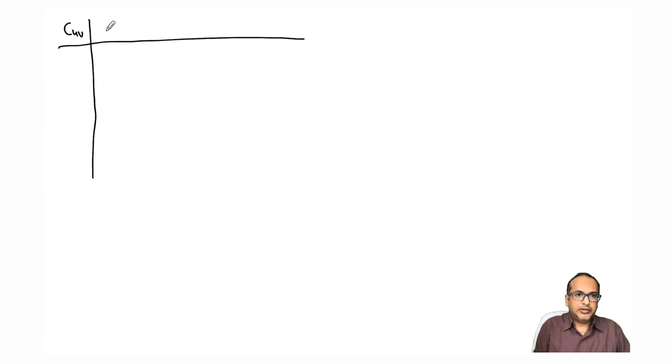Let's take an example of C4v, and the elements are E, C2, 2C4, 2 sigma v, and 2 sigma d. And the representations I have are A1, A2. So I'm writing the Mulliken symbols now: B1, B2, and E.